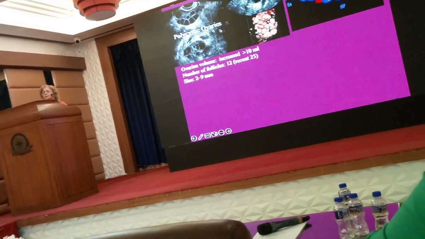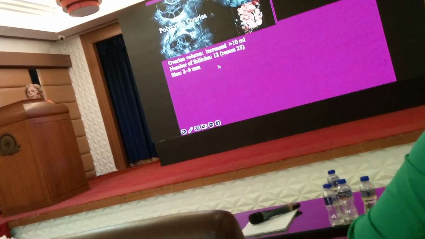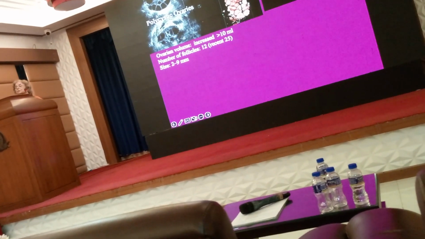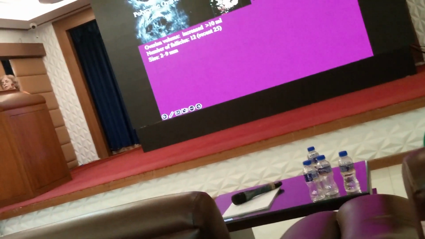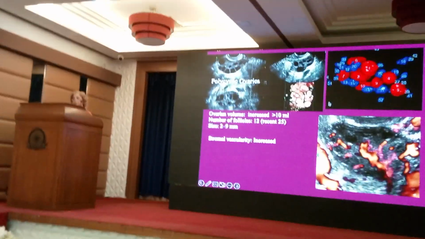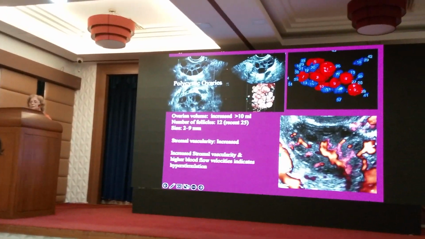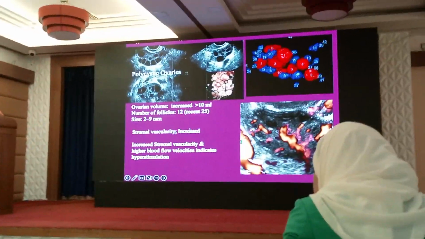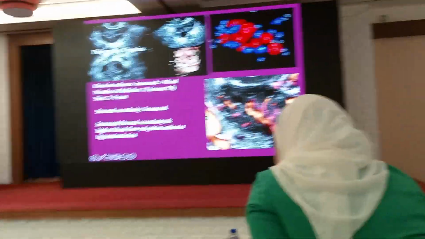In polycystic ovaries, it helps us in that it gives us the volume, number of follicles, and the size. And also when we do a 3D, it gives us a much greater number of follicles than we can see on a 2D. And stromal vascularity assessment is easier, and it is seen in polycystic ovaries that they generally have increased vascularity on the second day.